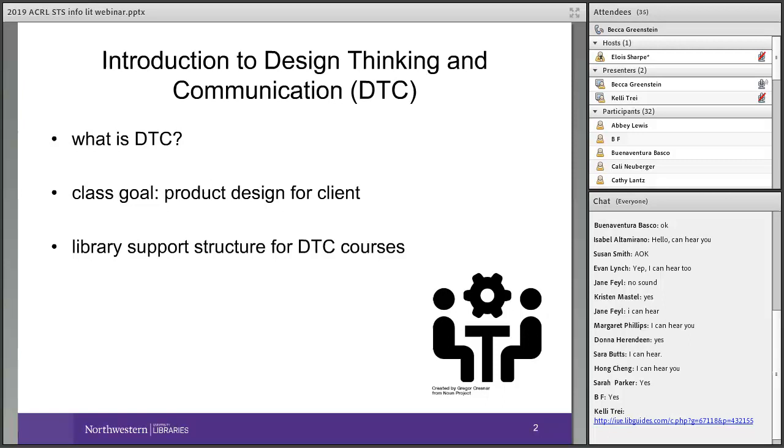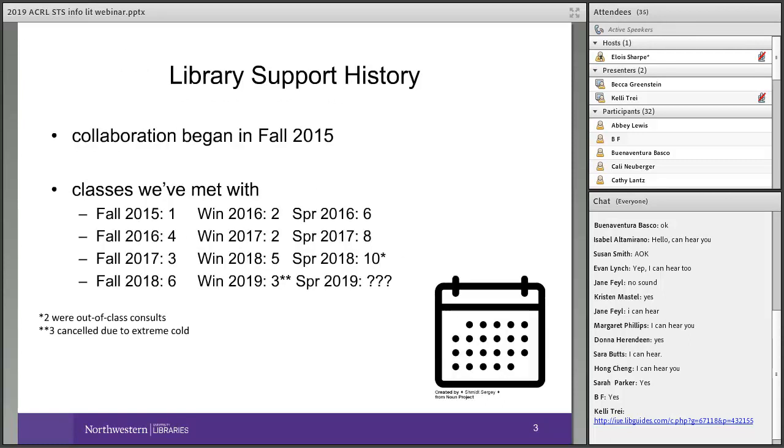So that's sort of DTC and what the class looks like and what the library support structure looks like. So now I'm going to get into a bit of the history of us working with DTC. This collaboration began in the fall of 2015. This started off with 2 librarians, our engineering librarian and one of our business librarians, but this has since expanded to be a lot more interdisciplinary.